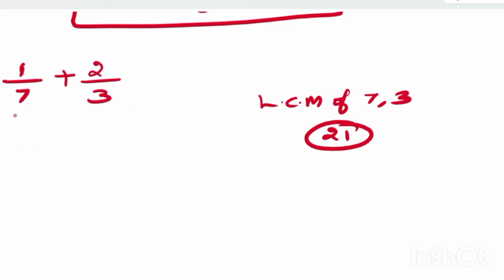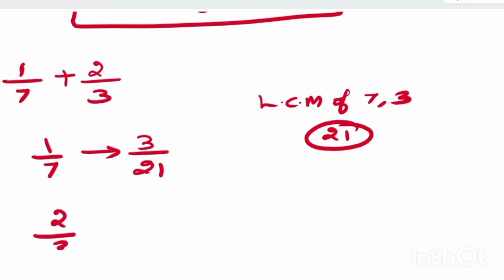So to change 7 into 21, with which number will you multiply? You will be multiplying with 3. Okay, so to convert 3 into 21, with which number will you multiply? You have to multiply it by 7. Okay, so 1 by 7. If you are multiplying the numerator and denominator by 3, what will you get? You will get 3 by 21.